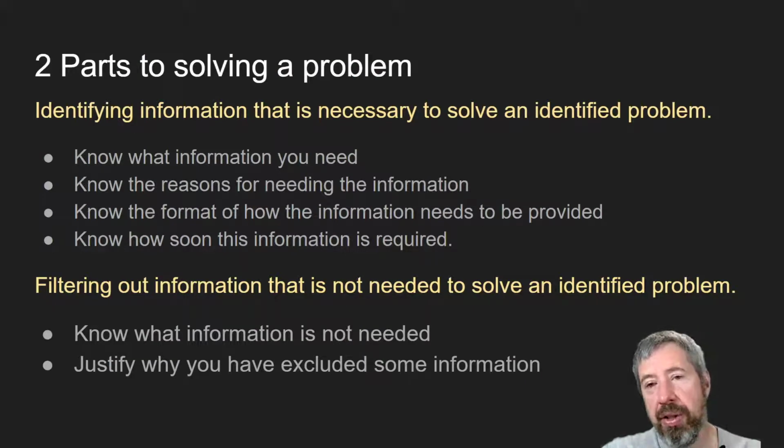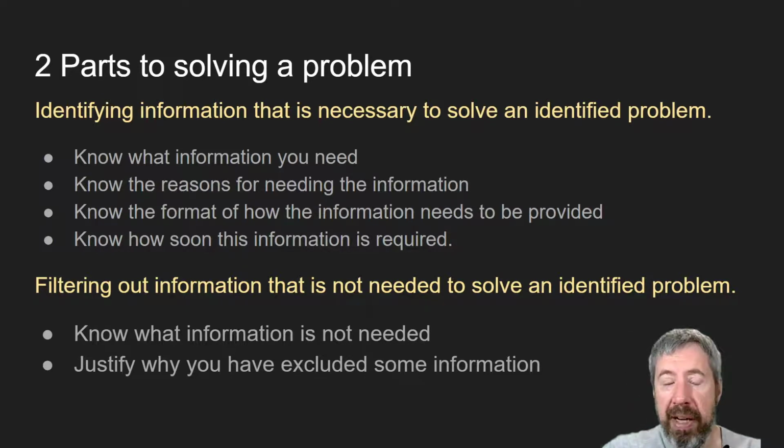So there are two parts to solving a problem. We need to identify the information that's necessary, and we need to filter out information that's not necessary. So when you're identifying your information, you need to know what information you need. You need to know why you need that information. So if you're making a car game and you need to know the mass of the car, you might need that for your physics equations, so that it will behave properly. You might need to know the spring tension in the shock absorbers or something like that.